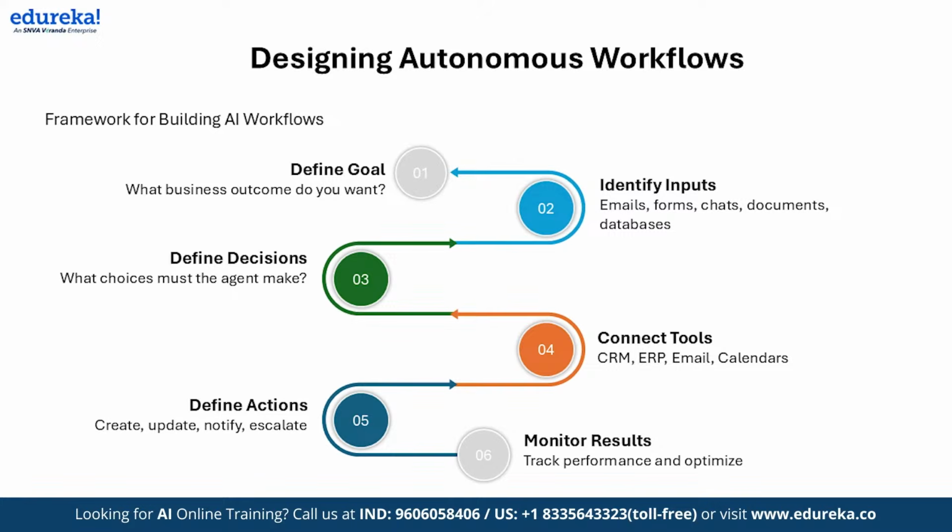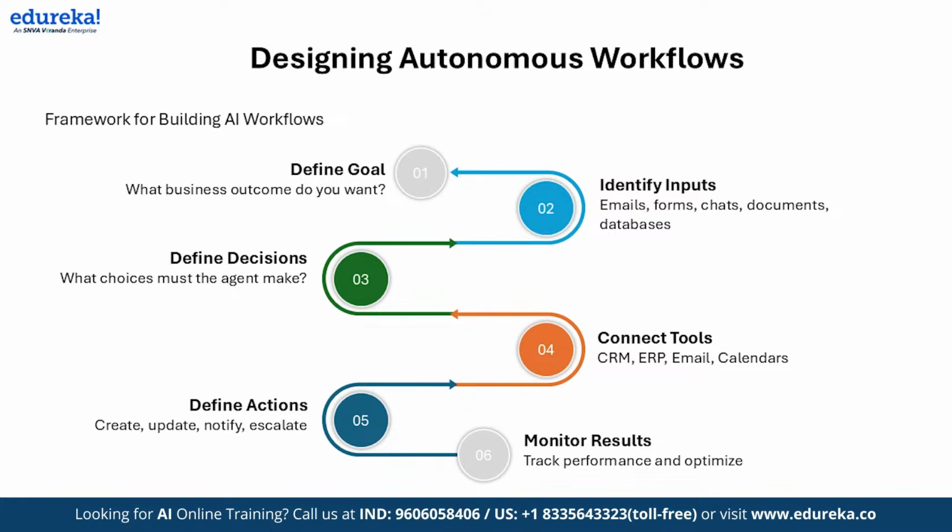The third step is defining a decision. What choices must the agent make to achieve the goal? For example, is it a high priority lead decision-making system, or should it be escalated to someone depending upon your SLA or depending upon your decision criteria? You need to define the boundaries.